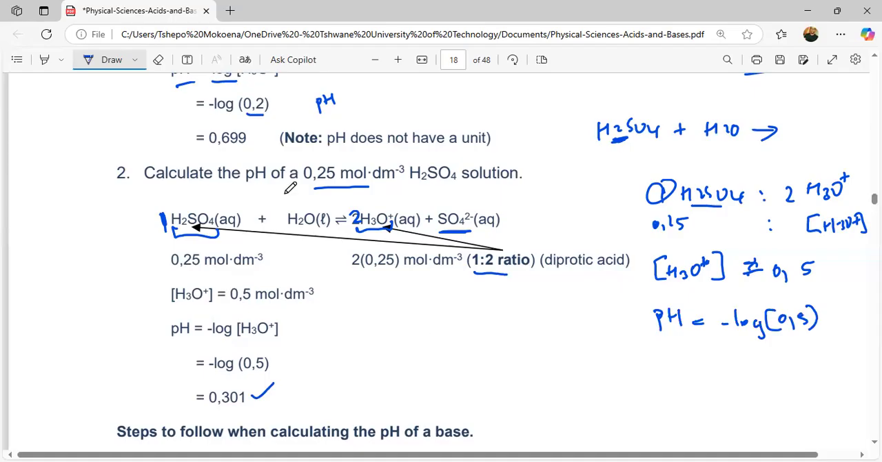So you see why it is important to write your chemical equation and balance it. It's very important.